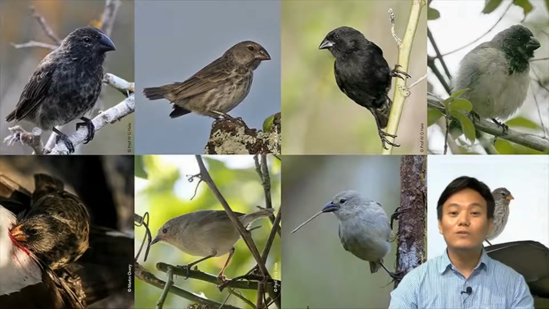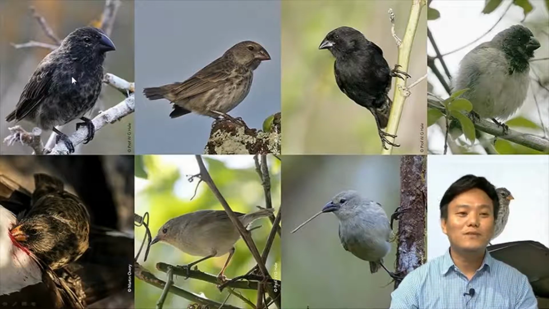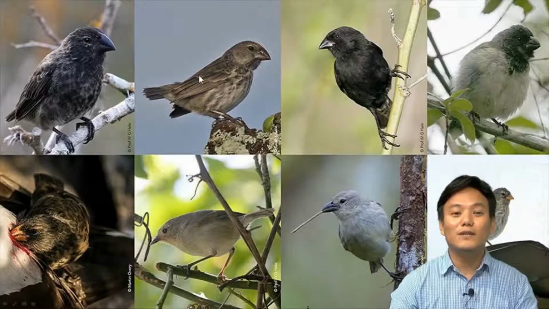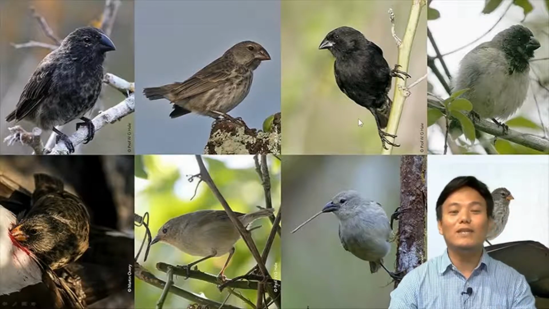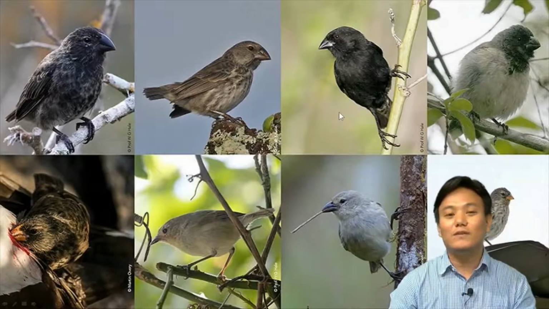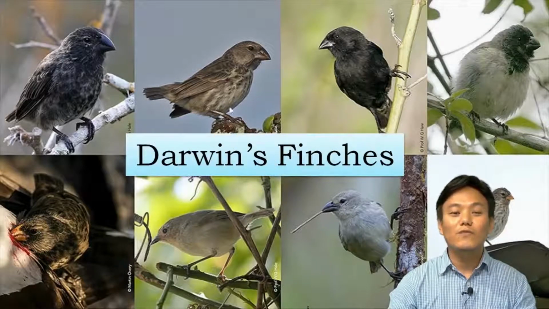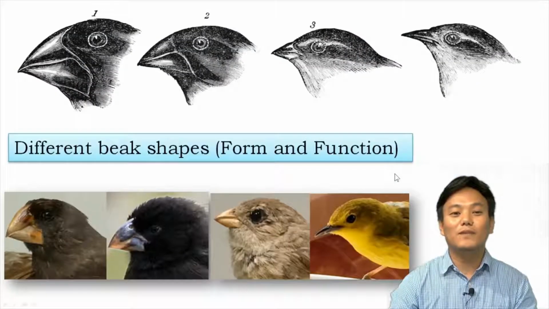Sir John Gould, upon close examination, told Charles Darwin that these birds were not unrelated. They were all 12 different species of finches which were closely related. That really amazed Sir Charles Darwin, right? Therefore, the finches found on Galapagos Islands are now popularly known as Darwin's finches.